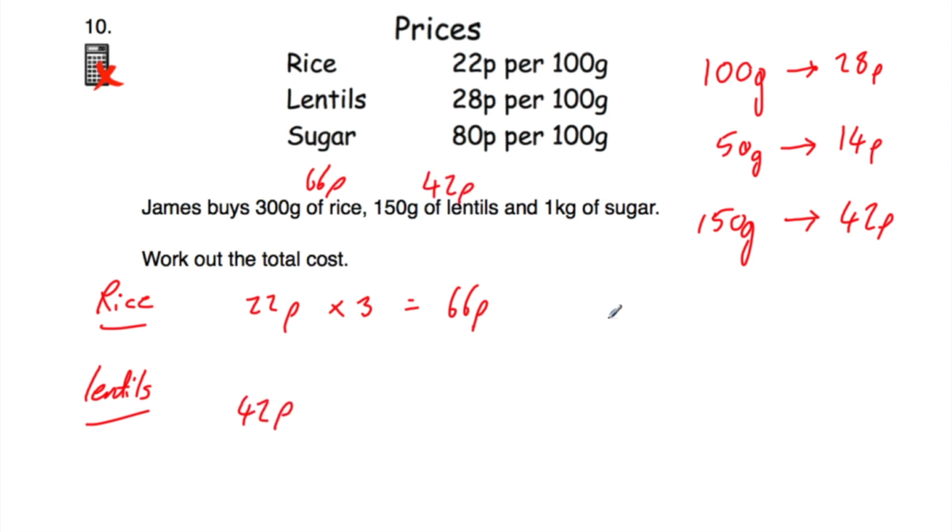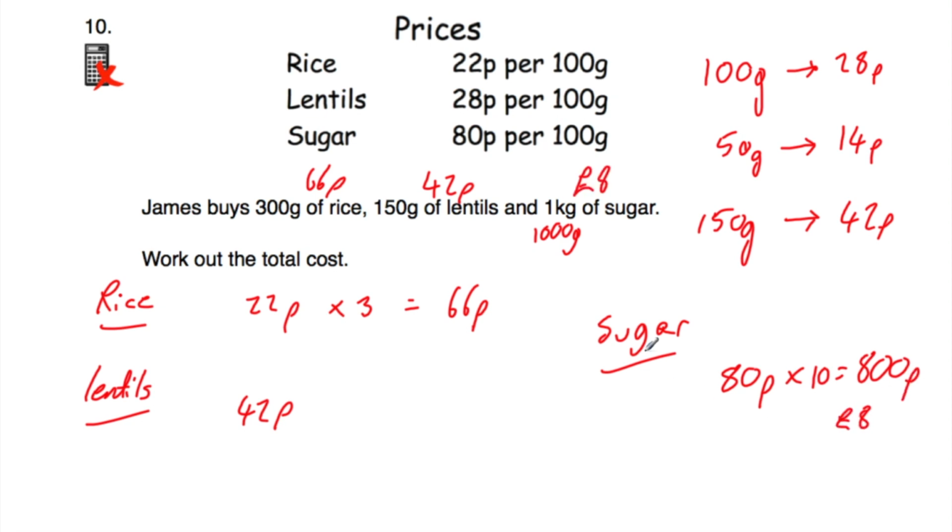And finally for the sugar. So for the sugar, James buys a kilogram of sugar. Now a kilogram is 1,000 grams, and he buys 1,000 grams of sugar. Now the sugar costs 80p for 100 grams. Well, 1,000 grams would be 10 lots of that. So we need to do 10 lots of 80p. So if we do 80p multiplied by 10, that's equal to 800p, or £8. And that means that James would spend £8 on the sugar, and that's quite expensive for sugar, so it must be some quite good sugar.